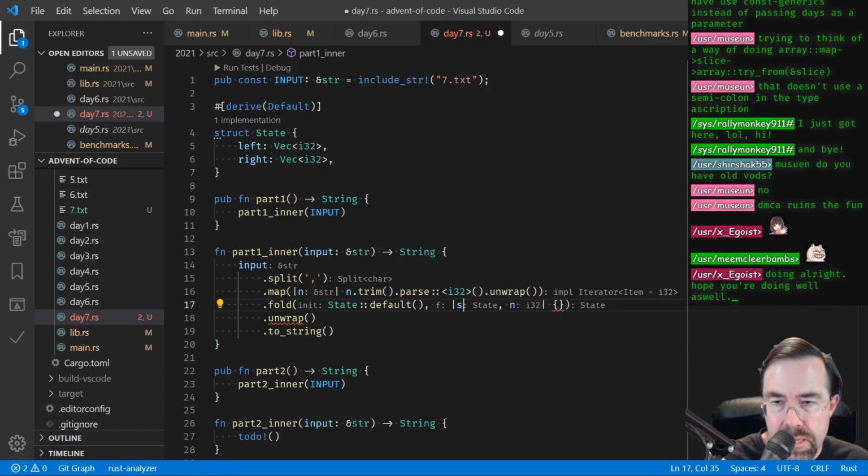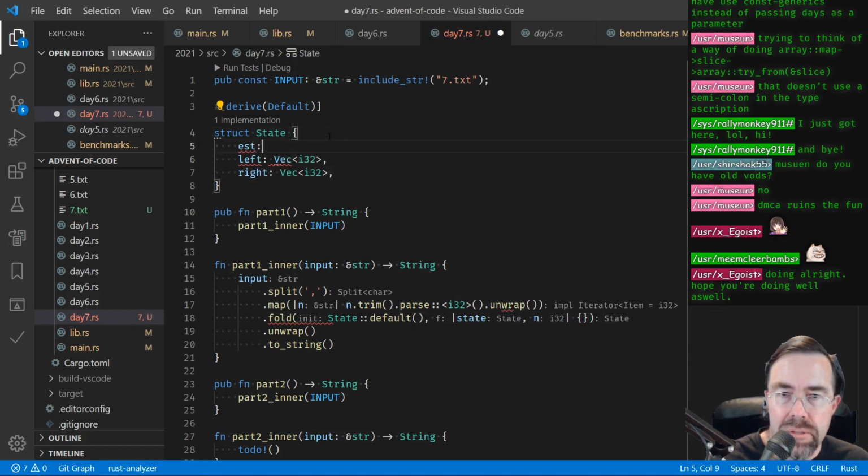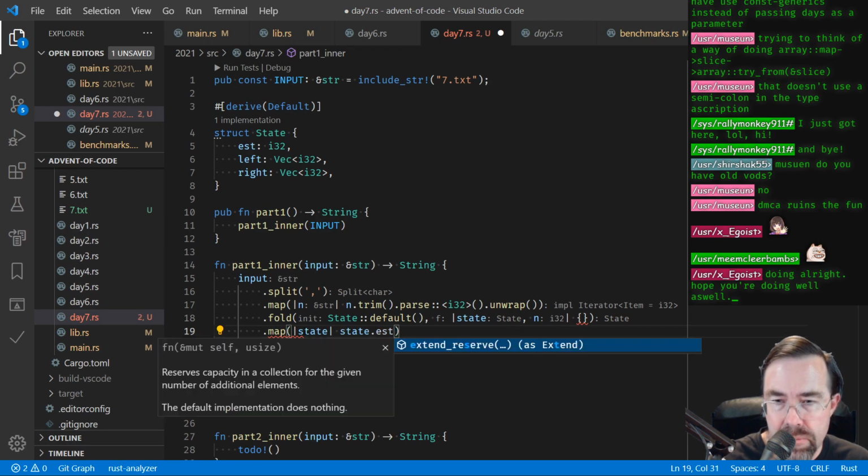And then this is state, not estimate. And I should have an estimate in here. Which means the default can be 0, right? Yeah, that's fine. But when we unwrap, so we don't unwrap the fold, we do a map. So map the state to the state.estimate when we're at the end.